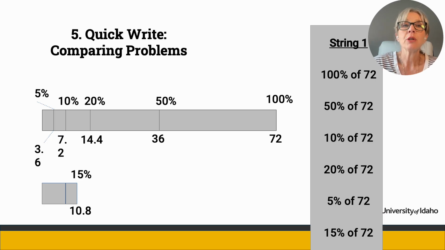Doubling that value would give us 20%. We can find 5% by halving the 10%, or dividing 50% by 10. Then we can compose the 10% and the 5% to get 15%, which is 10.8. We've just used base 10 understanding and doubling and halving to find a bunch of different percents without needing a calculator or pencil and paper.